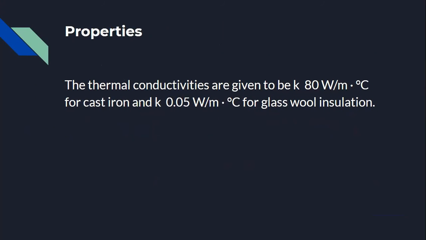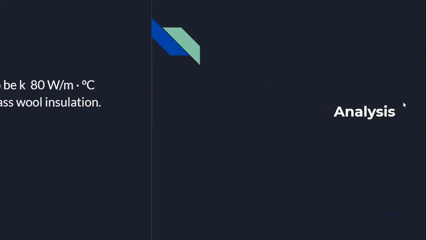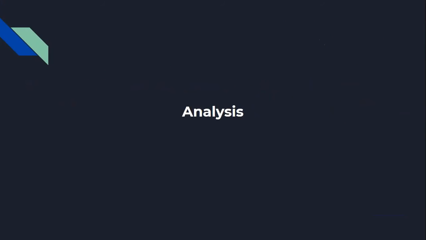Now the given properties are the thermal conductivities. For cast iron, it is 80 watt per meter degree centigrade, and for glass wool insulation, it is 0.05 watt per meter degree centigrade. This huge difference makes sense because insulation provides resistance to heat transfer. That is why the thermal conductivity for glass wool insulation is low, and for cast iron it is high. So let's move on to the analysis portion and solve this question, and we'll understand how heat loss is reduced because of this insulation, because of using multi-layered cylinders.